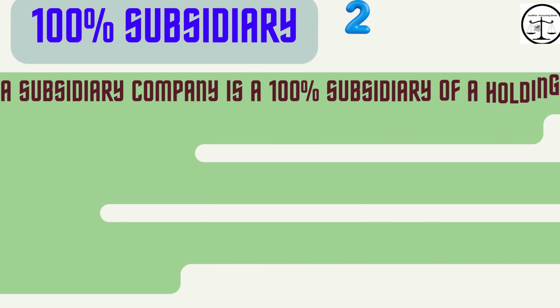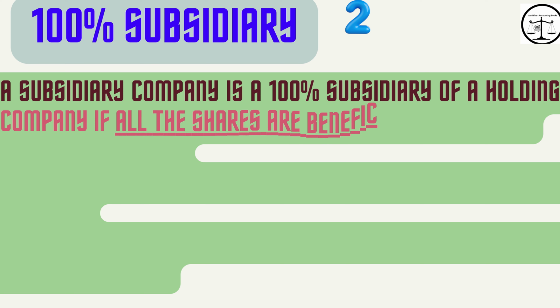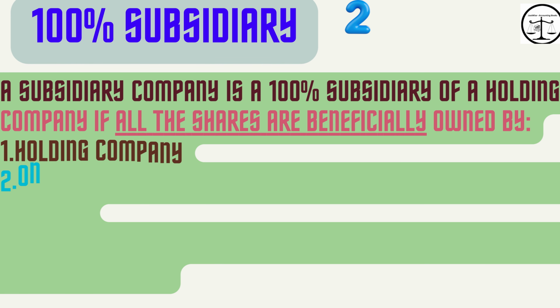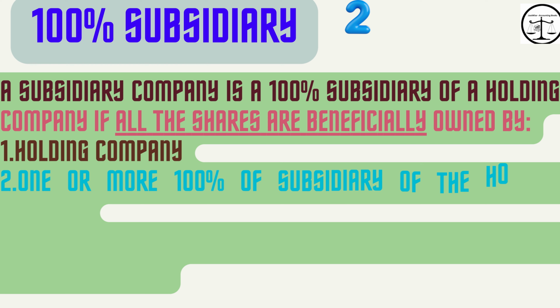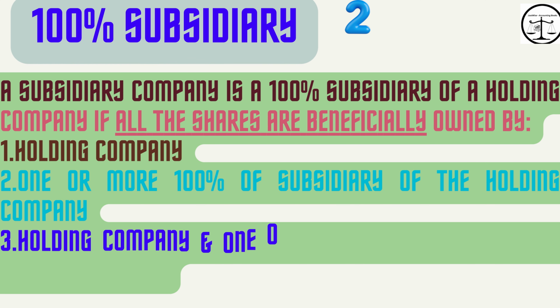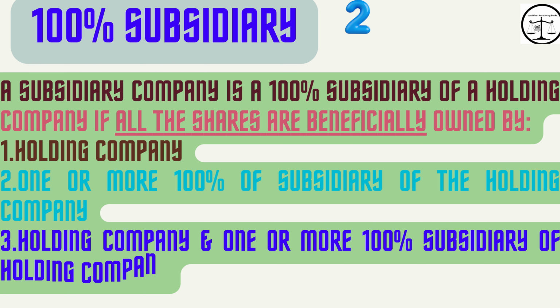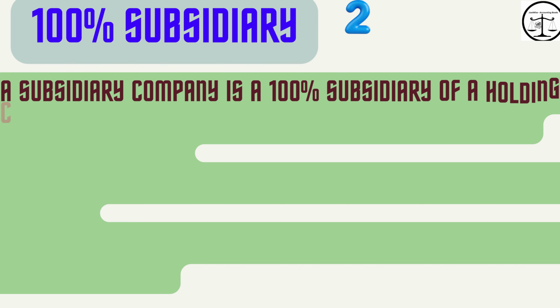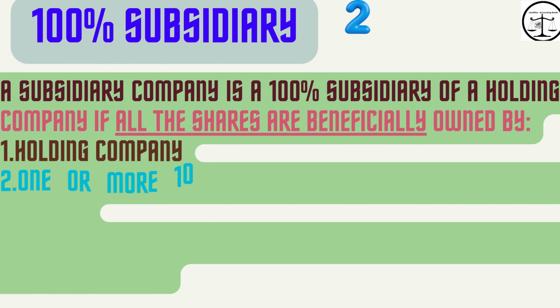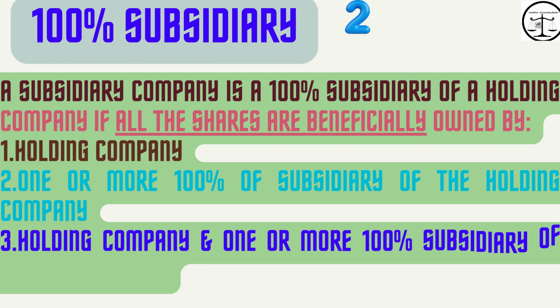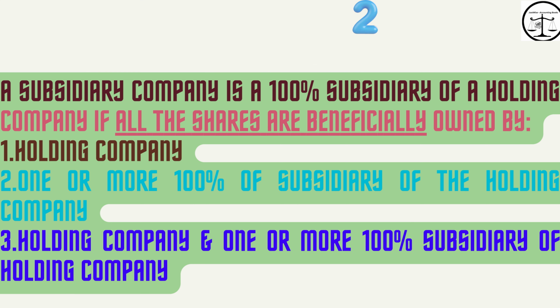100% subsidiary. You can find the meaning of 100% subsidiary in section 975-505 of the Income Tax Assessment Act 1997. A subsidiary company is a 100% subsidiary of a holding company if all the shares are beneficially owned by 1. The holding company, 2. One or more 100% subsidiaries of the holding company, or 3. The holding company and one or more 100% subsidiaries of the holding company.